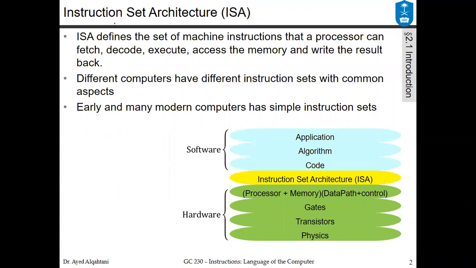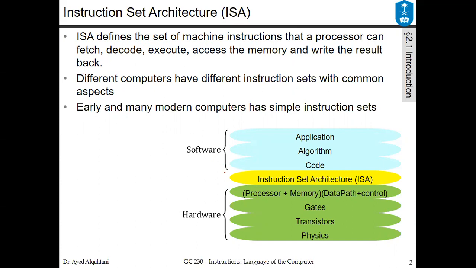To revise what we've said in the last video about the instruction set architecture, the ISA. The ISA actually defines the set of machine instructions. So it's a group of instructions that a processor can fetch, decode, execute, access the memory, and finally write the result back to the memory.